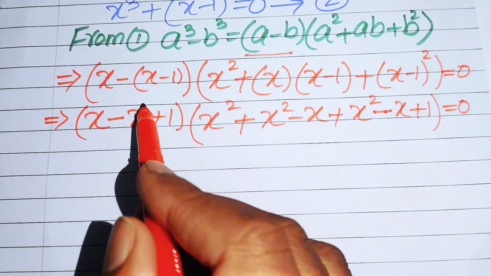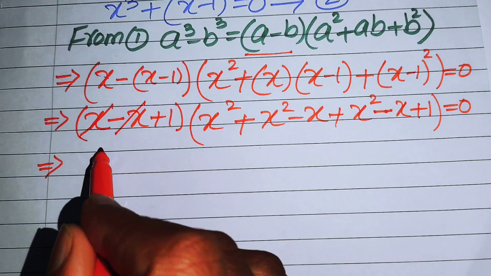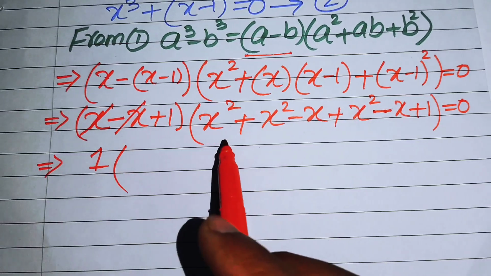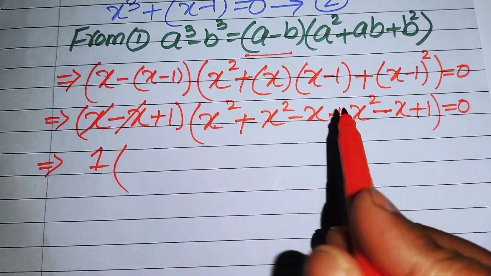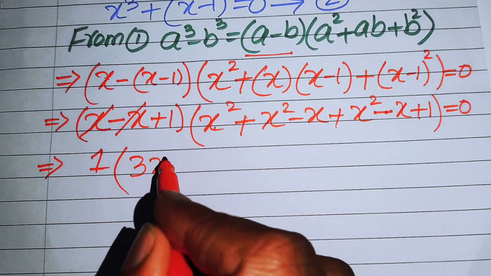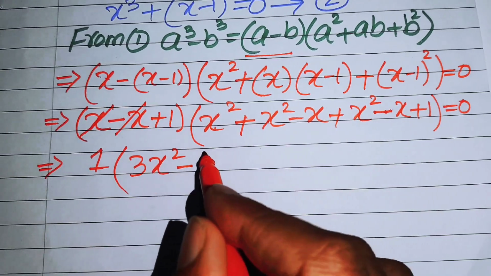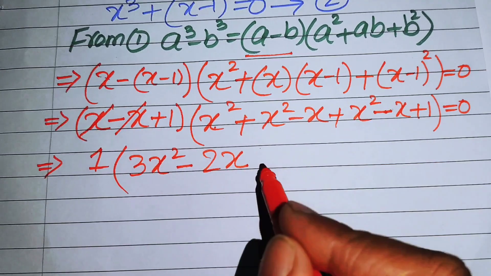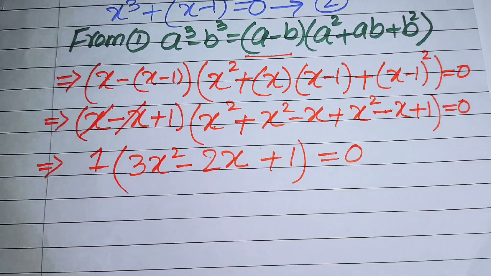In the next step you see that this minus x and plus x cancel each other, and we obtain here only 1, and we add or subtract the like terms. First we add x square plus x square plus x square, which equals 3 times x square, and we have minus x minus x, which equals minus 2 times x, and this is plus 1, and this whole equation equals 0.